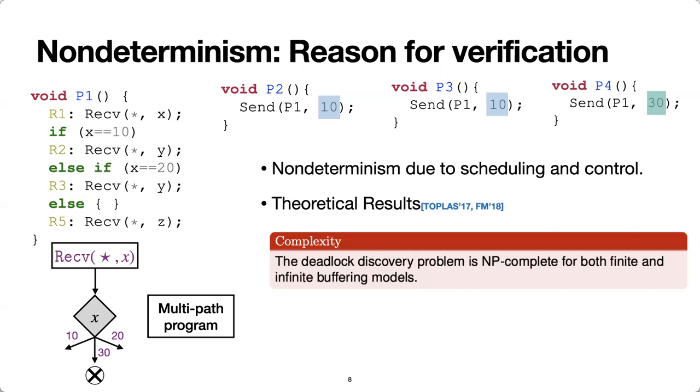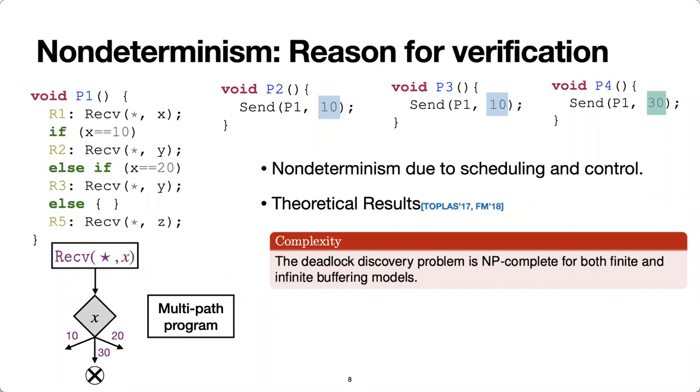Even without the complexity of multipath programs, where the communicated data does not affect the control flow of the receiver process, which we call single path programs, we show that the deadlock discovery problem is NP-complete under both finite and infinite buffering models. So even under the simplest case, the problem is intractable. And for multipath programs, the situation is seemingly under control if we make certain assumptions on the data domains and the number and kind of equalities that appear in if-then-else expressions. But I'll be happy to talk about that after the, yeah.